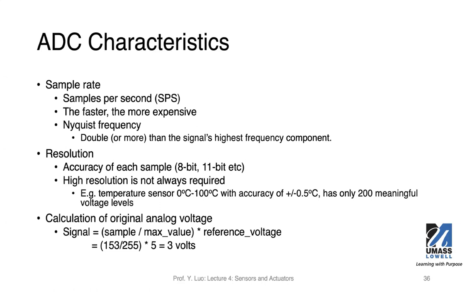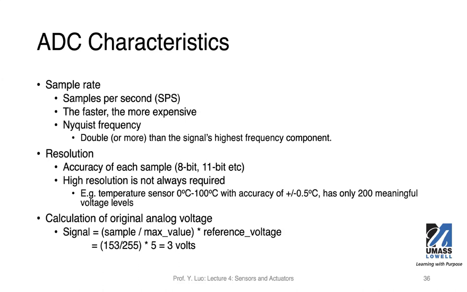So there are several important characteristics about ADC. Sampling rate is the most important one. It's about the speed of the conversion, or the samples that the ADC chip can convert per second. The faster the ADC, the faster the sampling rate, the more expensive the ADC is typically.